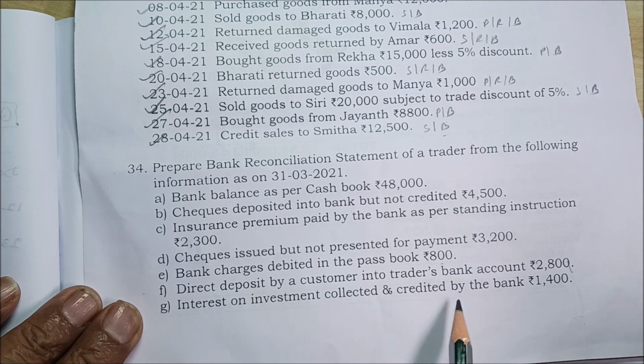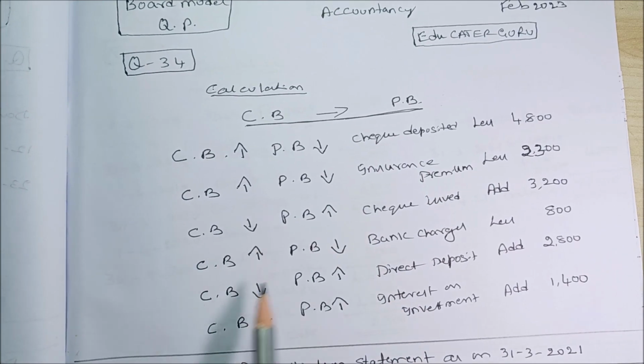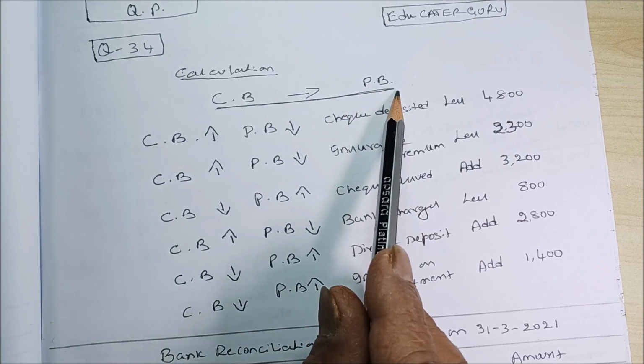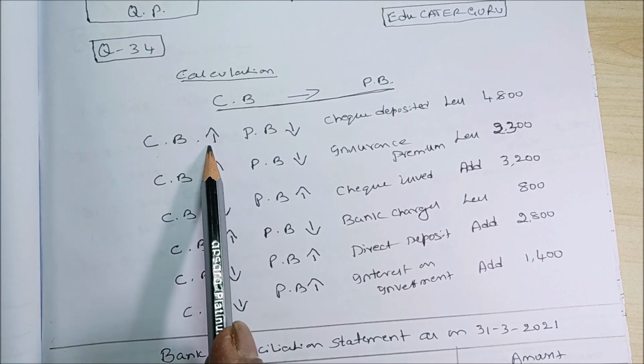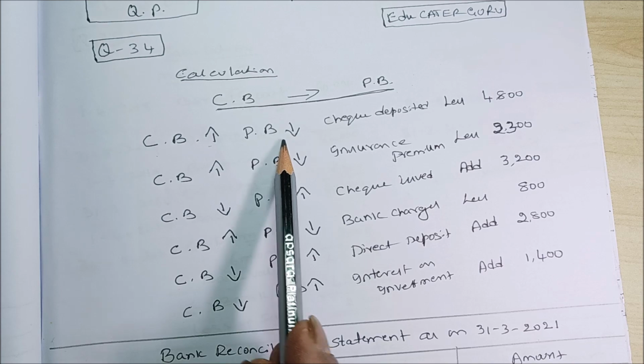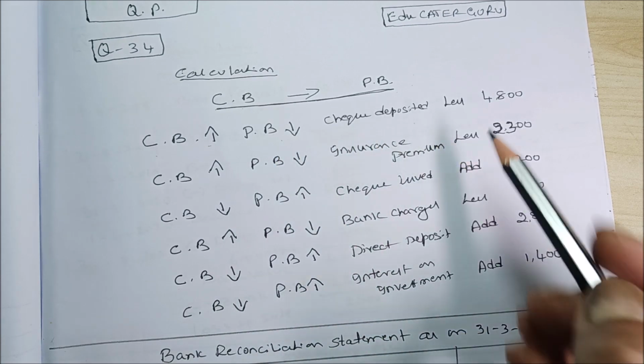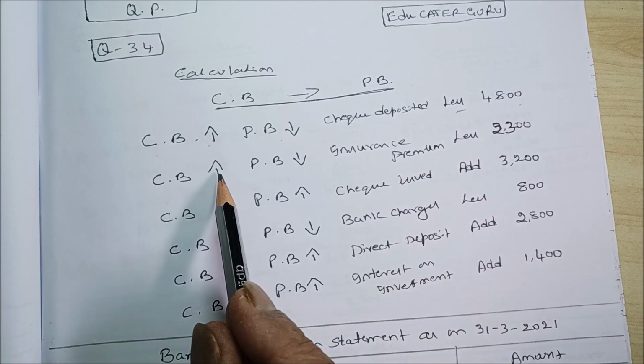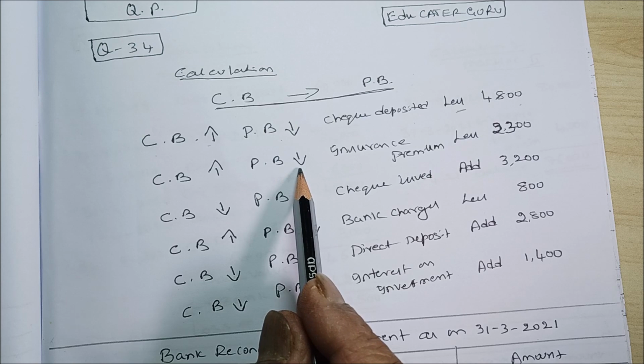Interest on investment collected and credited by the bank rupees 1,500. Interest on investment credited in the passbook, that means the passbook balance is showing more, whereas the cash book balance is showing less. So this can be done with a very simple thing. Here I have given you the calculation part. Cash book to passbook. Cash book balance is showing more, passbook balance showing less. Cash deposited. So here what I have written? Less, 4,800.